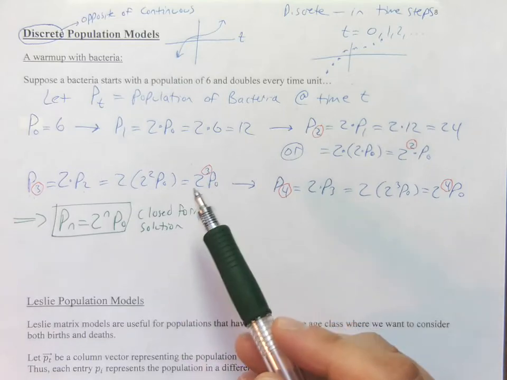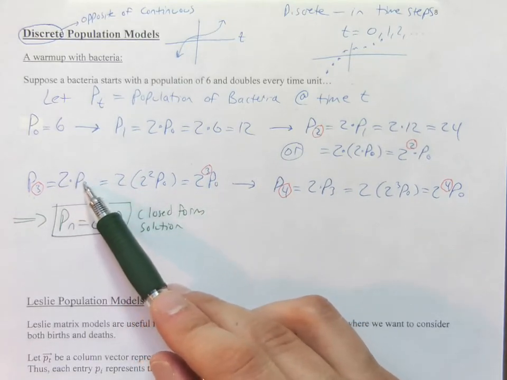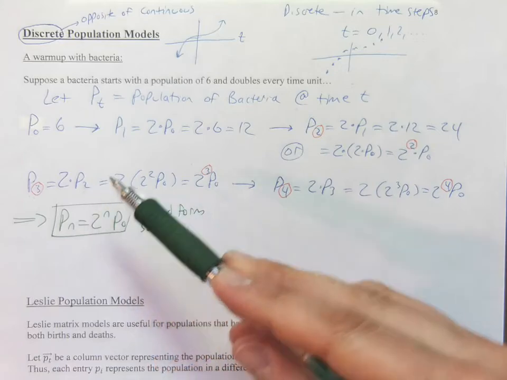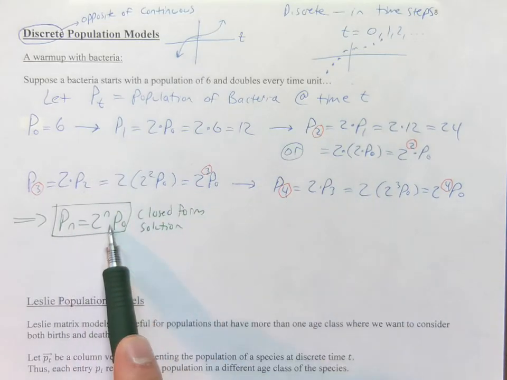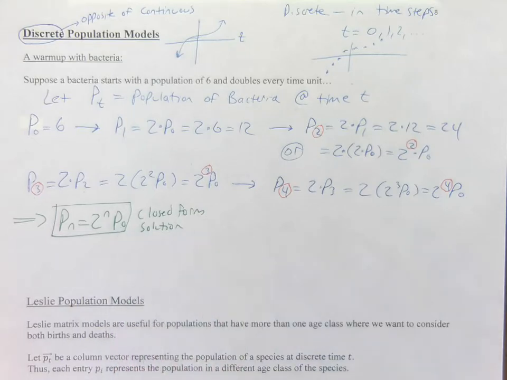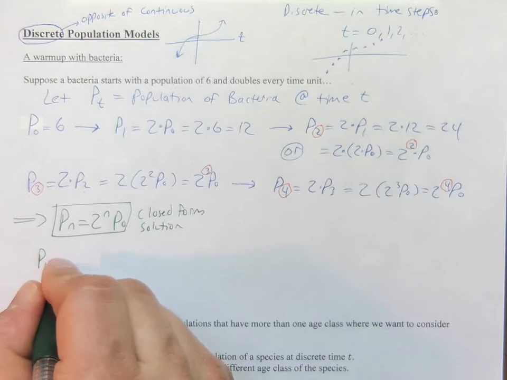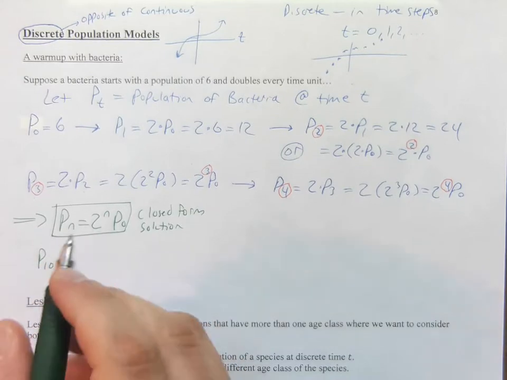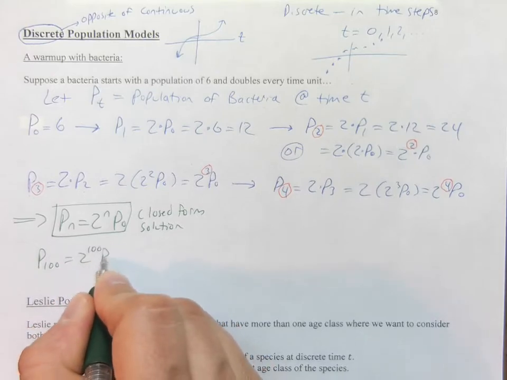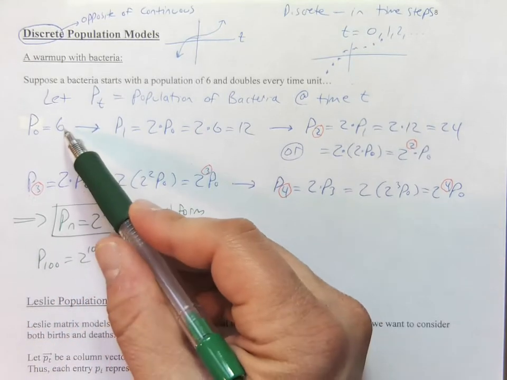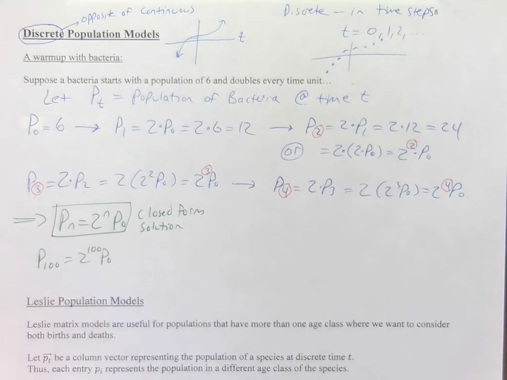When you just multiply the 2 times the one you had before, that's called a recurrence relationship, because you need the one before it in order to get to the next one. This expression here does not require the one before it, right? So if you wanted P100, you don't need P99. You just raise 2 to the 100th power, and then multiply it by that original P0 which we had. So it's a much more powerful expression because you don't need the ones before it to get any value.